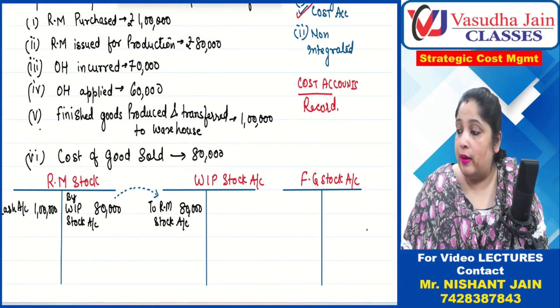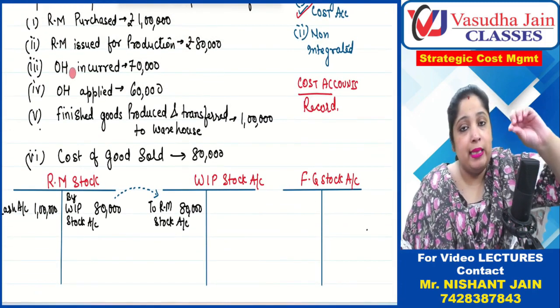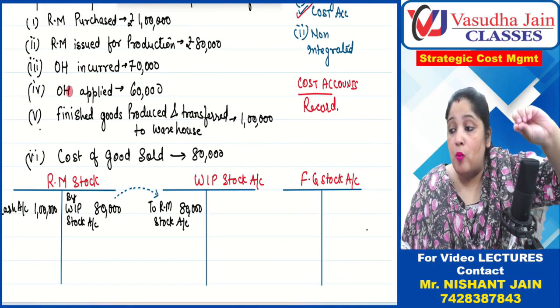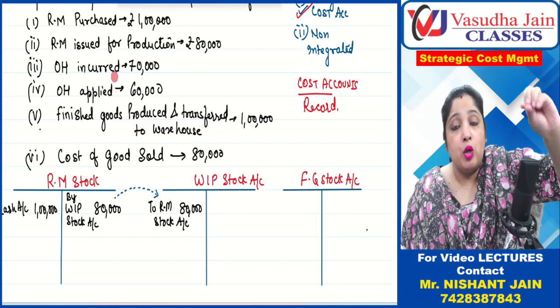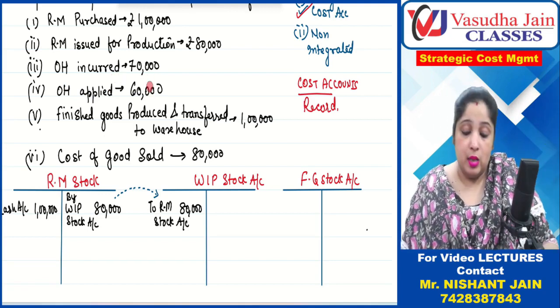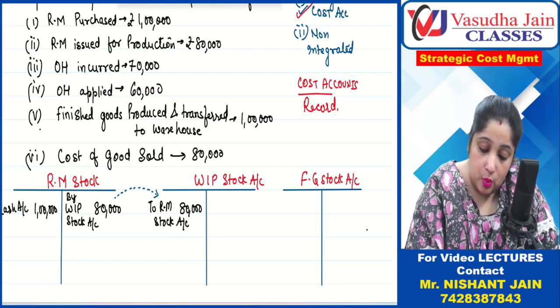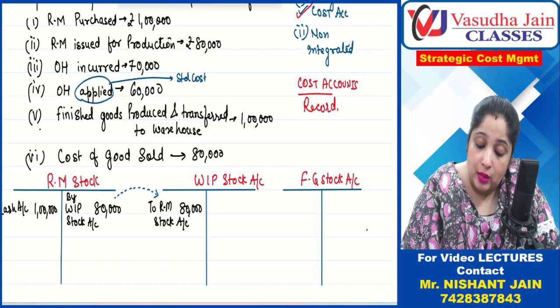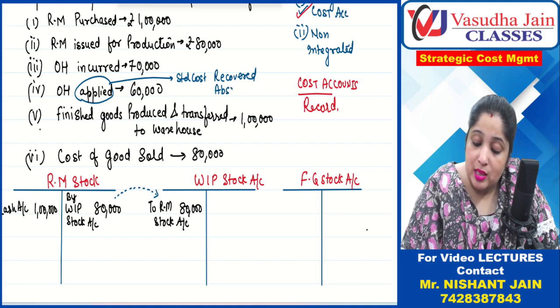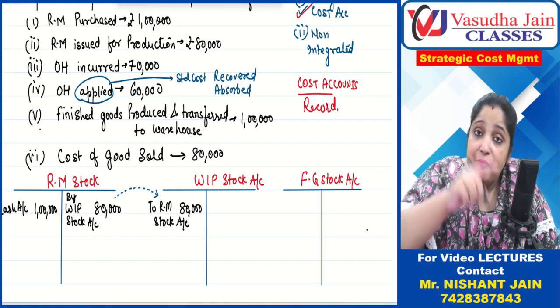If you observe here, it is written that overheads incurred is 70,000, but how much overhead should have been applied, or what should have been absorbed, is 60,000. This word applied denotes standard cost. Instead of applied, other words could have been used, recovered or absorbed. These words tell you how much should have been the expenditure.